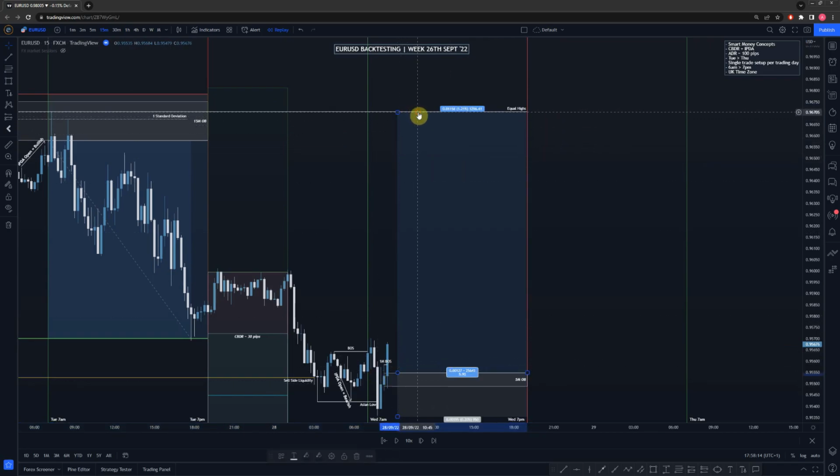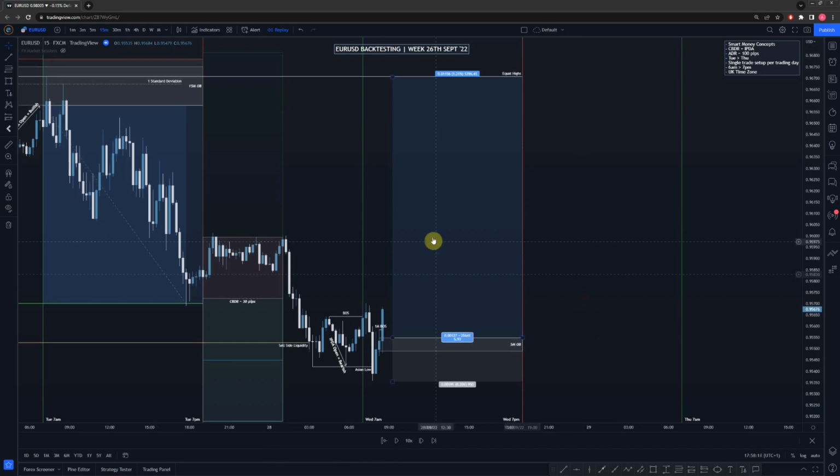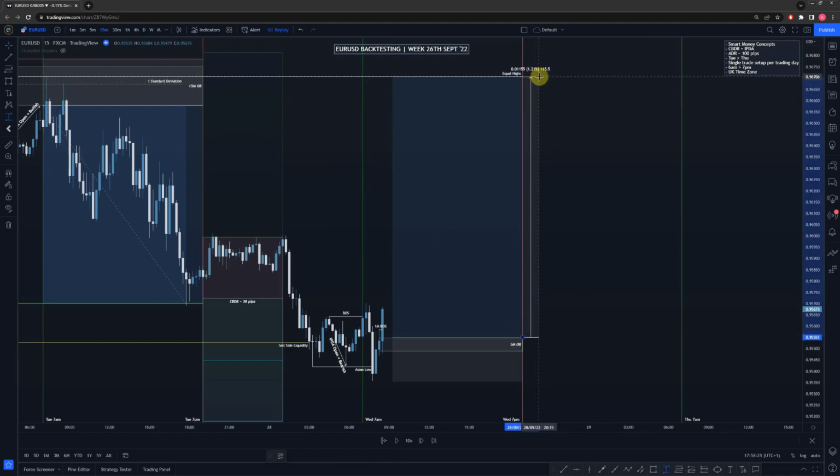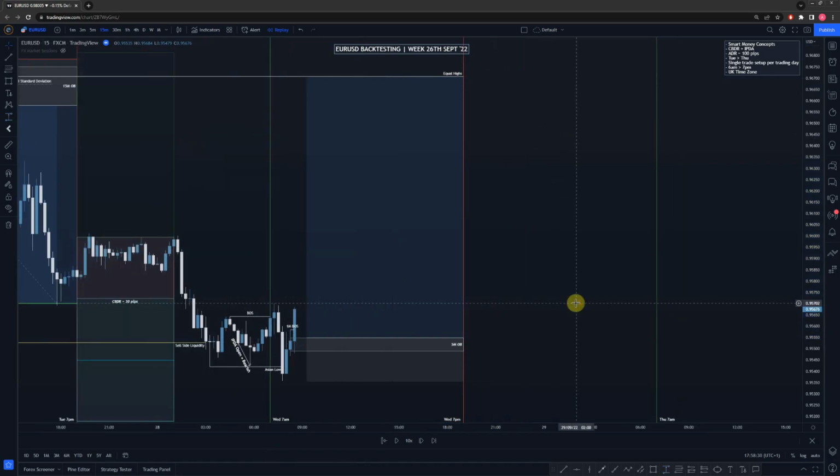So for Wednesday, we're looking at, rounded up, a 1 to 6 risk to return, where we're projecting to get just over 100 pips in market movement. So let's see how that one plays out for us.